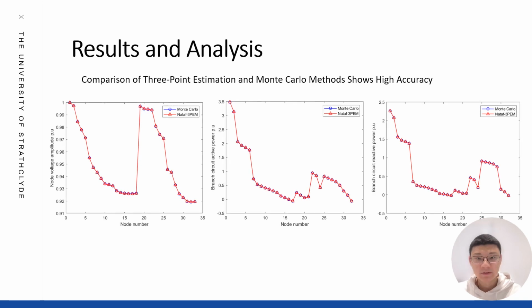The figure gives a comparison analysis of expected value of node voltages, branch active power, and the branch reactive power calculated by using three-point estimation method and the Monte Carlo method. It reveals that the result curves from both algorithms coincide, indicating minimal calculation error.